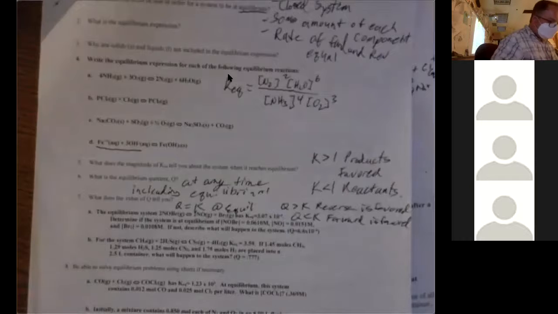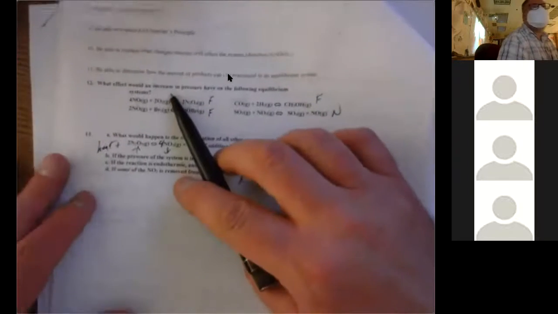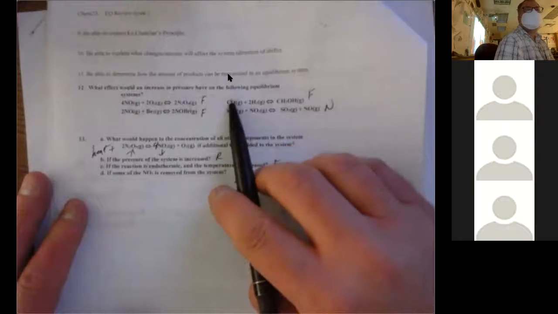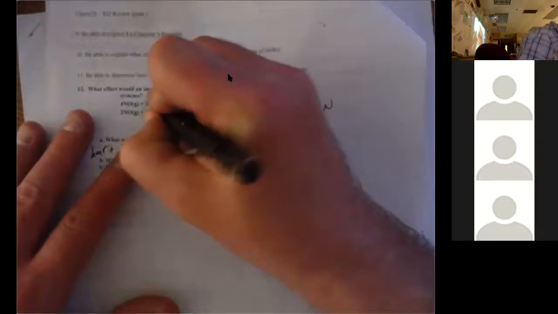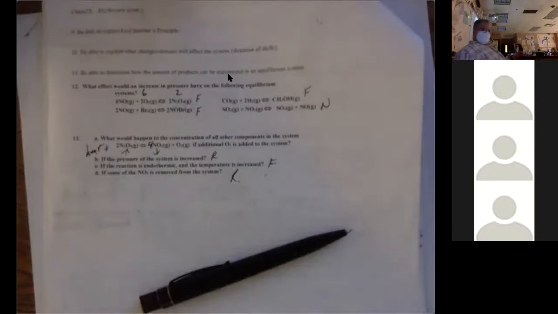Pressure works by the number of moles. So let's take a look, see if we get one on the back. Here we go. What would the effect of a pressure increase have on the following equilibrium? So this has 6 moles on this side and 2 moles on this side. Which is less, because we're increasing pressure? Out of 6 and 2, which is smaller? 2, right? Hardest question of the day.